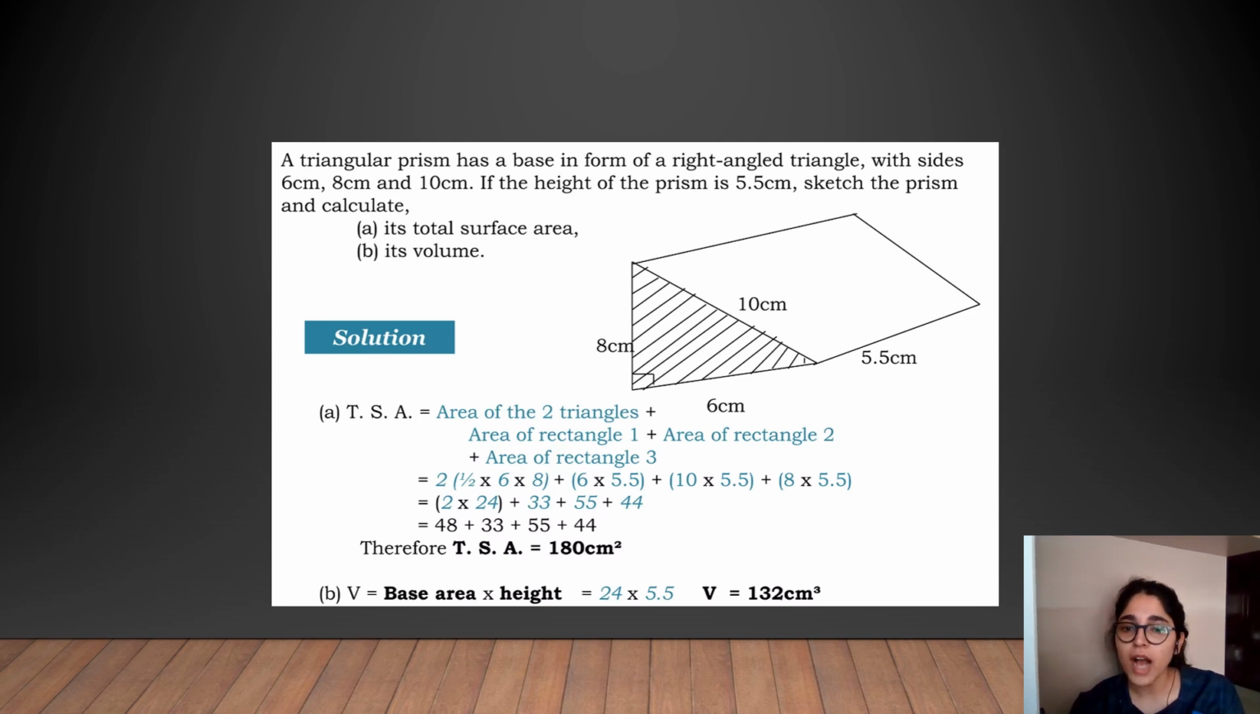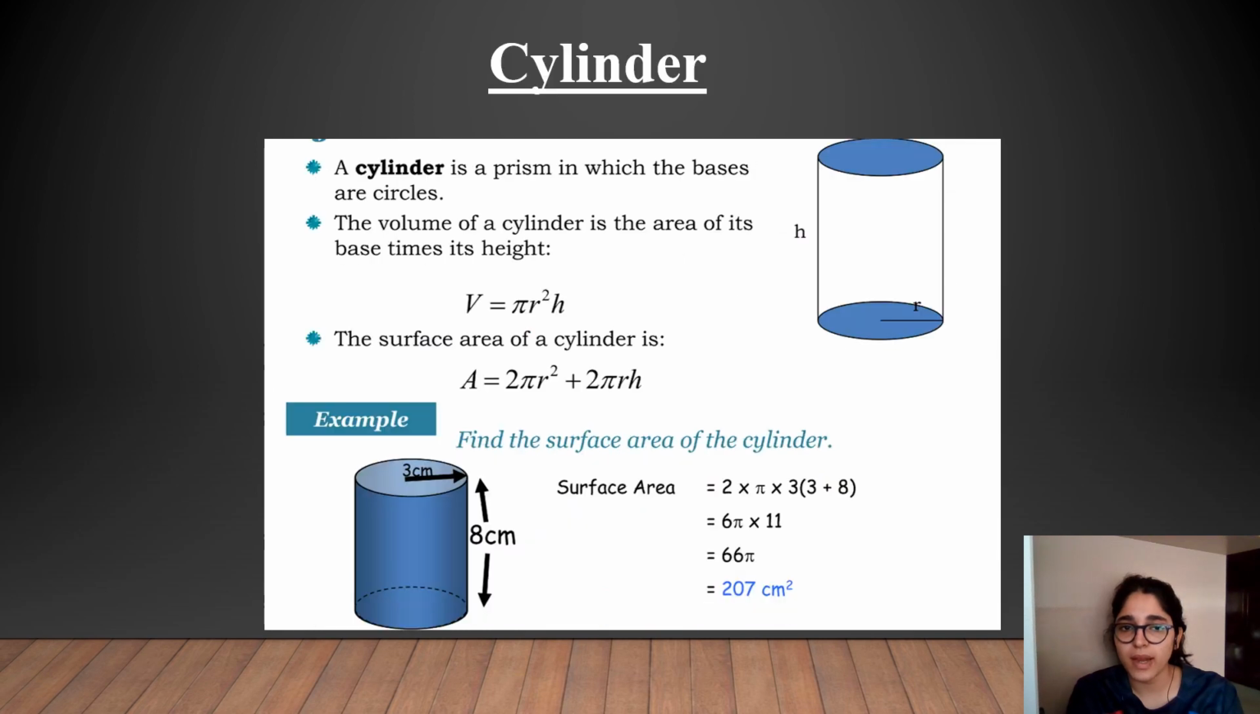For the triangles, the area will be half into base into height, and we find the area of the two triangles that are present. After that, you have to find the area of the first rectangle, which will be 5.5 by 10. The other ones will be 5.5 by 6 and 5.5 by 8. Then we find the volume, which is the base area multiplied by height.